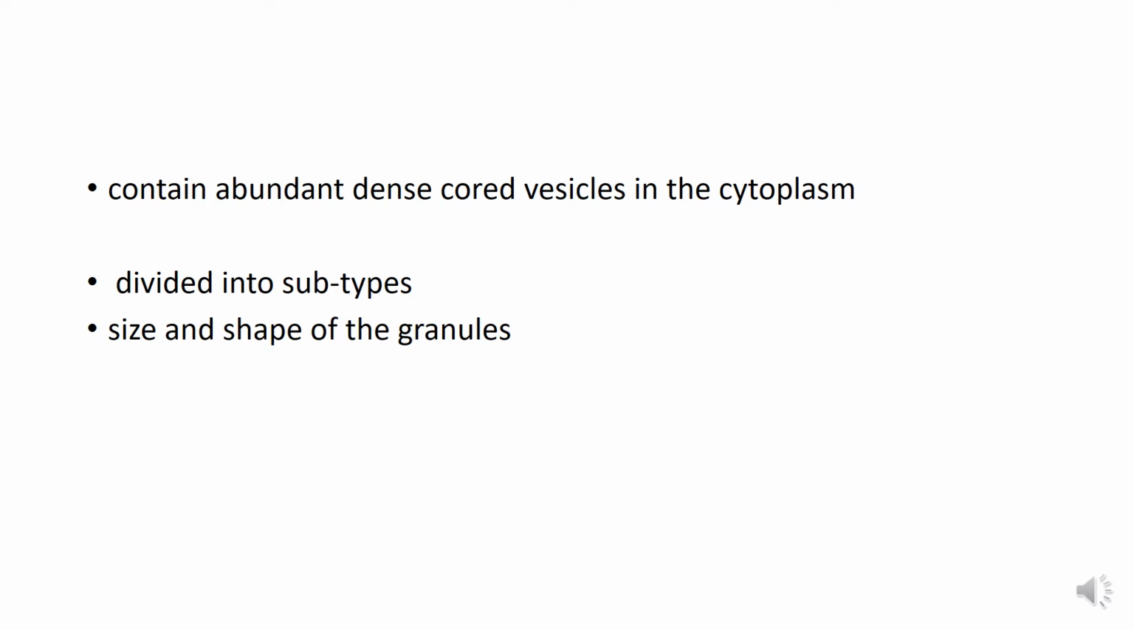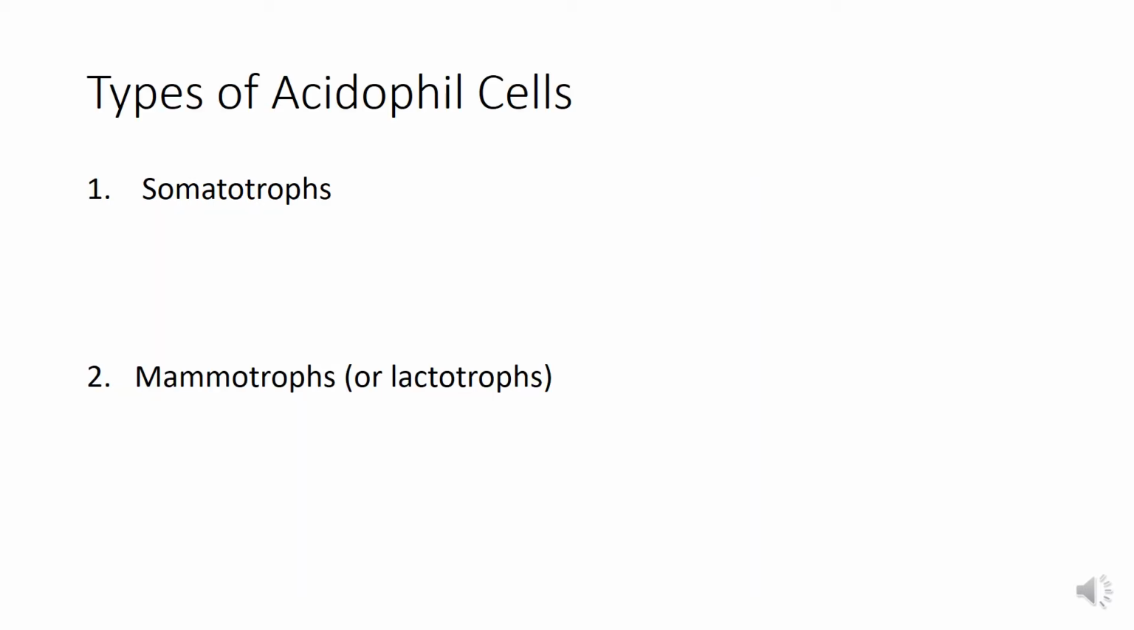So as I told you earlier, they contain abundant dense core vesicles in the cytoplasm, and they are divided into subtypes depending upon the size and shape of the granules. Now the acidophilic cells, that is the cells that are taking eosin, the pink colored cells, are divided into two, somatotrophs and mammotrophs. Mammotrophs are otherwise known as lactotrophs.